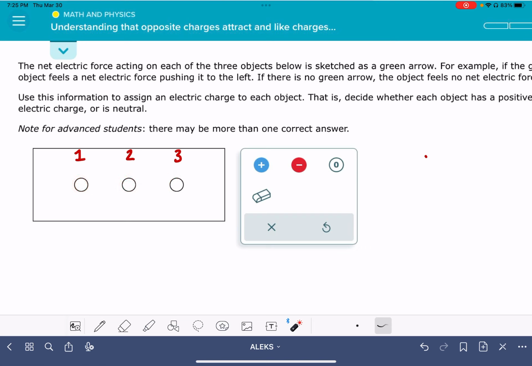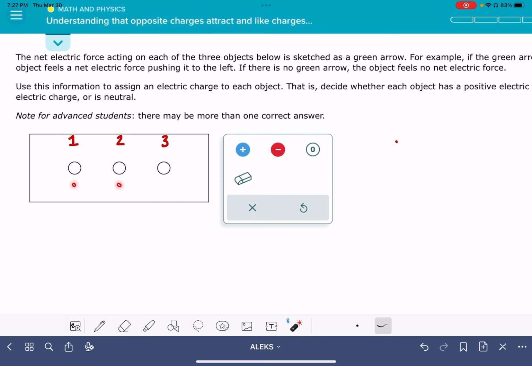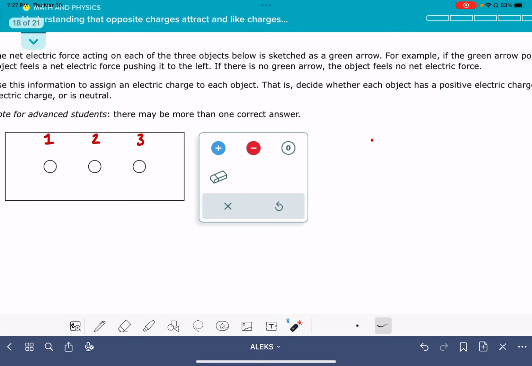Each of these spheres represents an object. And it's telling us that the electric force acting on each of these three objects is sketched as a green arrow. What the heck, ALEKS? I do not have any green arrows at all. This was the first one of these problems that I got, and I was super confused because there are no green arrows, but we're going to keep reading.